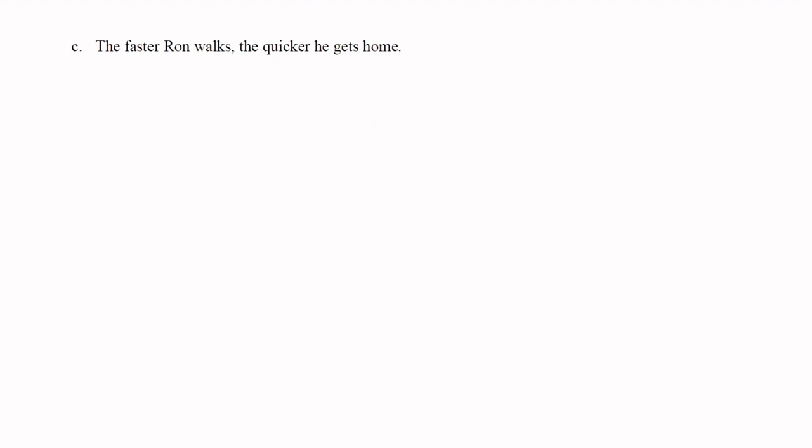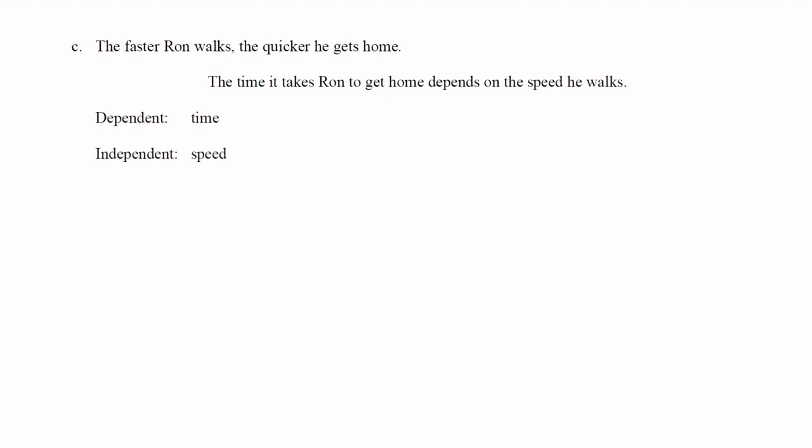The faster Ron walks, the quicker he gets home. So how fast he gets home depends on how fast he walks. The time it takes Ron to get home depends on the speed he walks. So our independent variable would be our speed. Our dependent variable is time. The time it takes is dependent on the speed he goes. So this is one of those cases where the time is dependent on our speed, which is our independent variable. But oftentimes, time is going to be independent, especially when we're just talking about time in general.